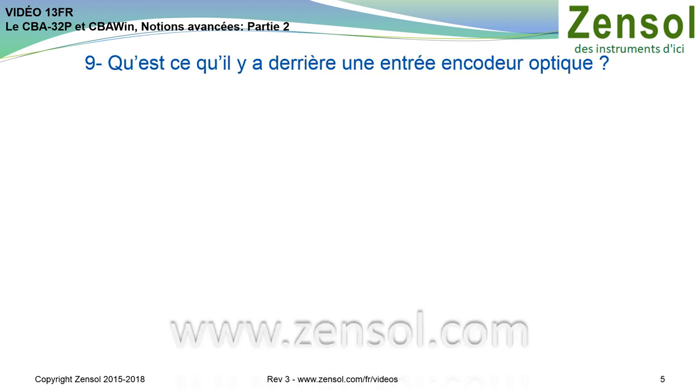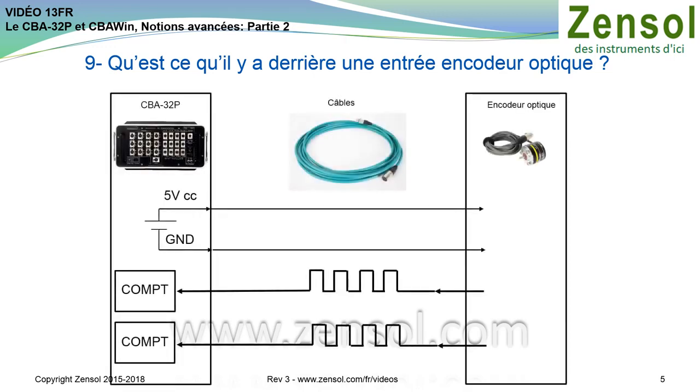What's behind an optical encoder input? The optical encoder is a rotary motion sensor. The Omron encoder used by Zensol produces around 2,000 pulses per revolution. To simplify matters, all we have to do is count them, and we obtain the angular displacement at each instant with great precision. This information is combined with mechanical knowledge of the circuit breaker and the mechanical interface used.